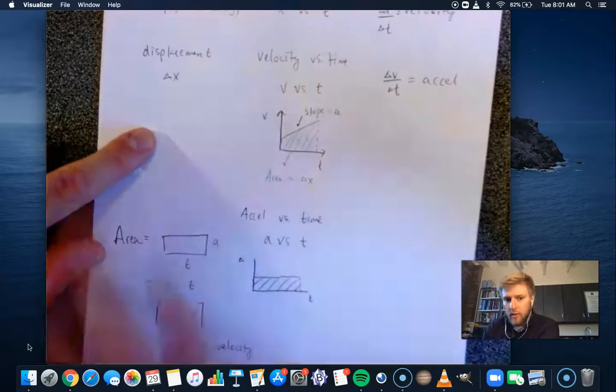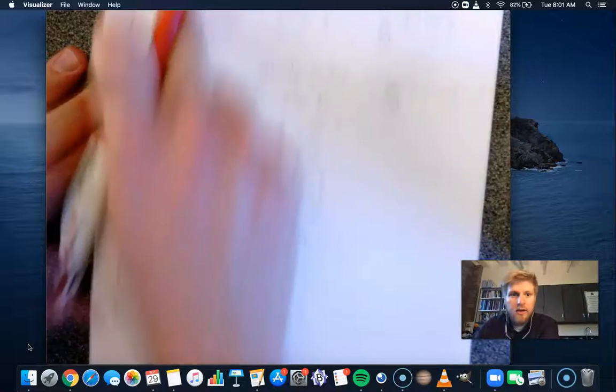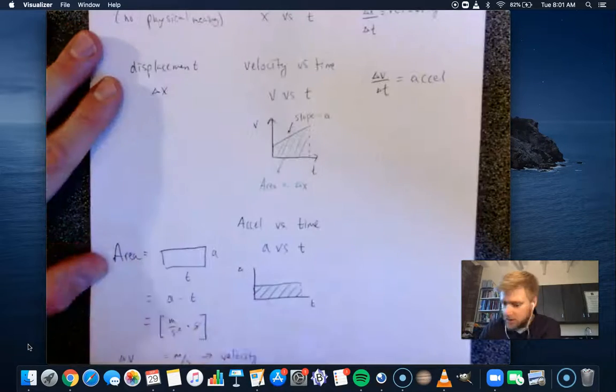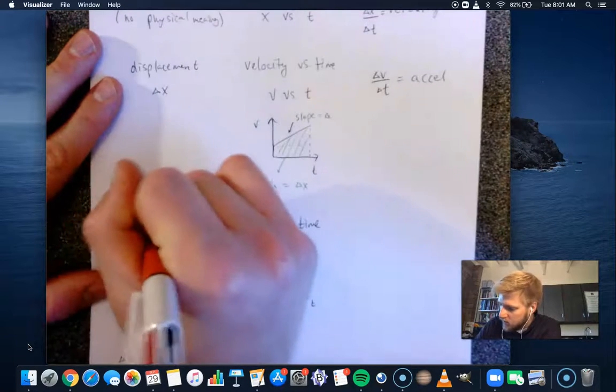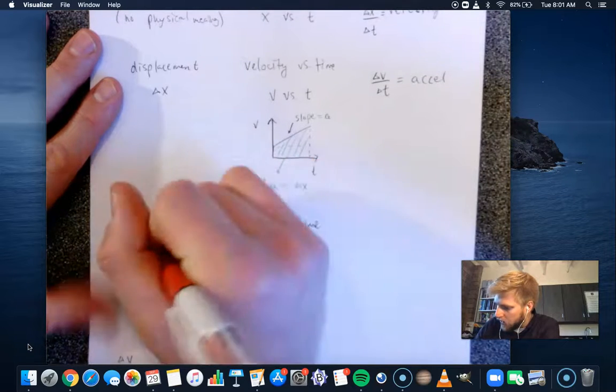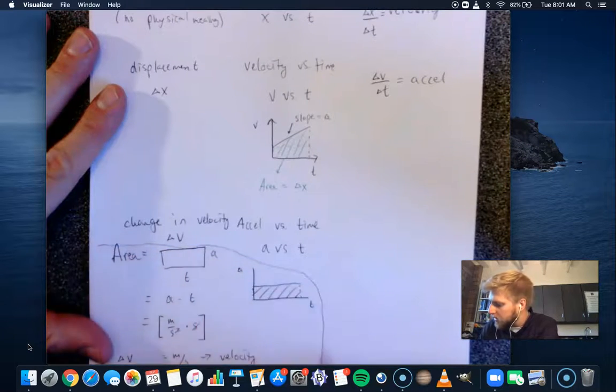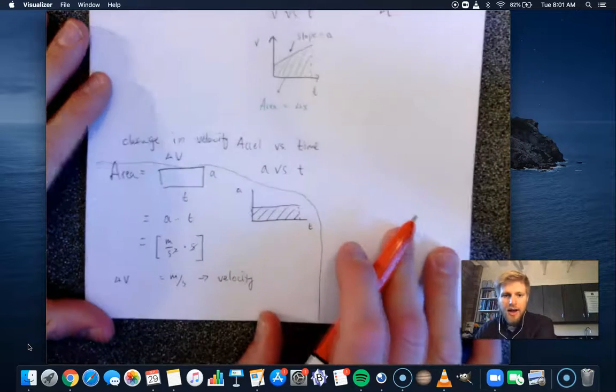So I'm going to just go back up to the top here. We had acceleration versus time. The area under that graph, that's the column we're under here, is the change in velocity, or delta v. I'm going to kind of box this information in. Okay.